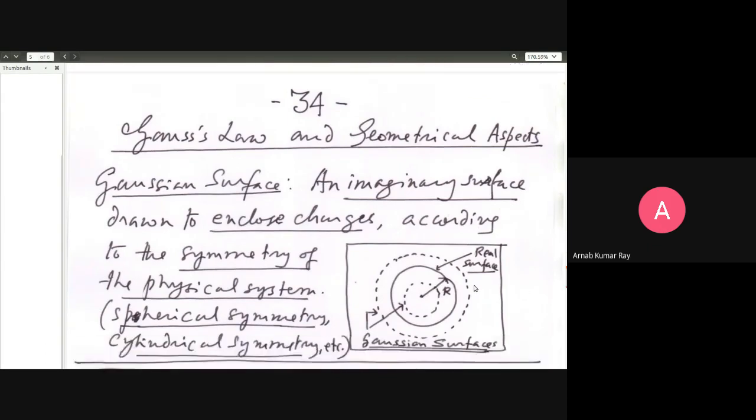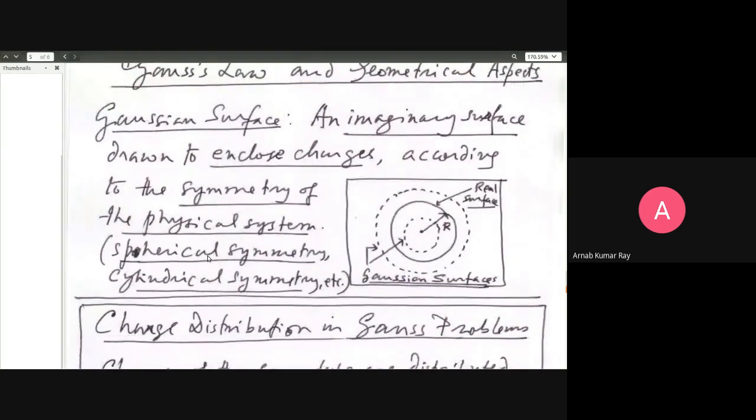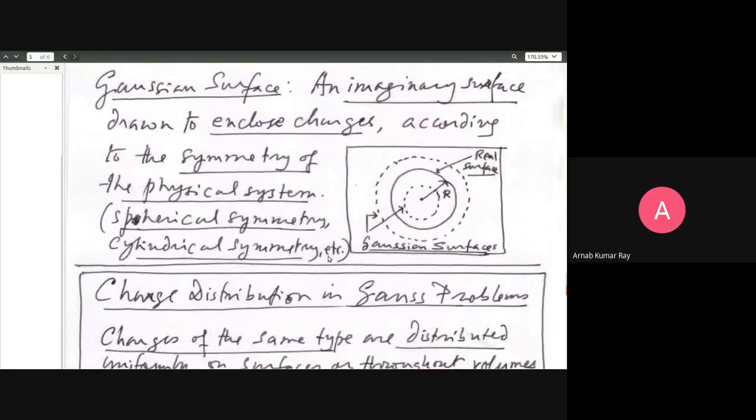So first, let's just discuss this thing. What is a Gaussian surface? As I said, it's an imaginary surface drawn to enclose charges according to the symmetry of the physical system: spherical symmetry, cylindrical symmetry, etc. So here's a real sphere of radius capital R. You can draw a Gaussian surface within it, an imaginary dotted surface, and only charges enclosed within this surface will matter. Similarly, you can draw another Gaussian surface outside, and it will enclose all of the charges within this real surface.